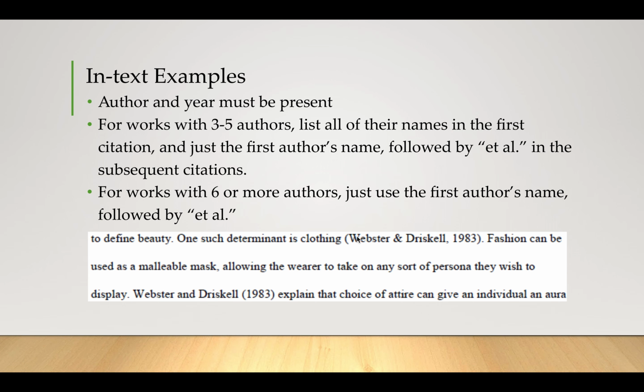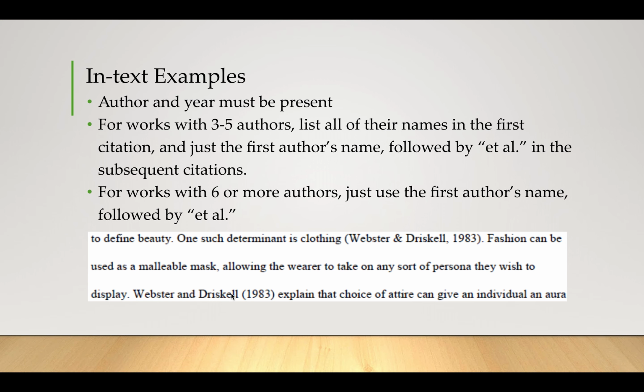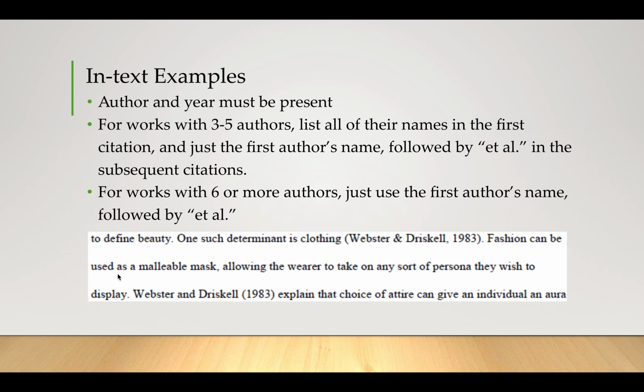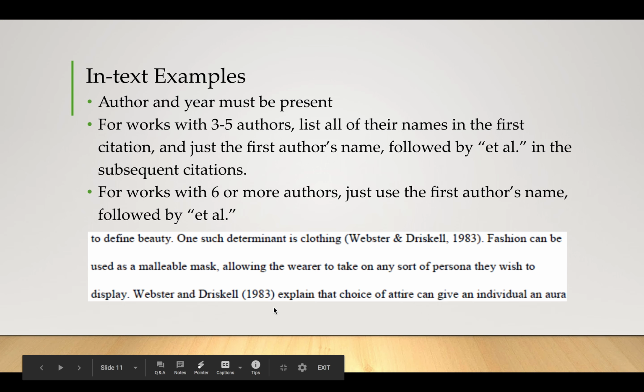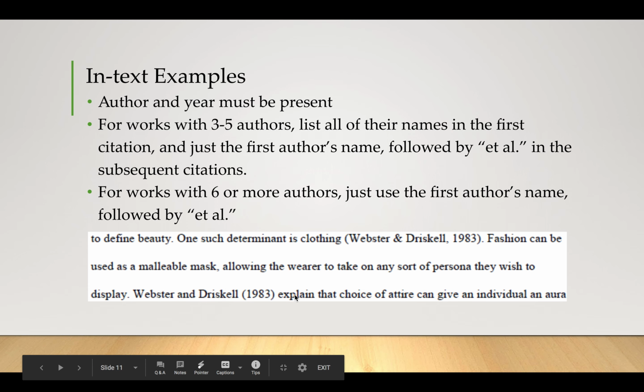So here are some examples. Notice Webster and Driscoll 1983 are at the end of this sentence, but down here, skip a couple lines, Webster and Driscoll are actually embedded in the sentence itself. They're the subjects of the sentence, and that's okay. So you can use them at the end of a sentence in an in-text citation, or you can put them in the sentence itself. And if you do, then you don't have to have the in-text citation at the end, because that would be redundant. That would be repetitive. If you include it inside of the sentence, then you've done the necessary work. You've given the authors' names and you've given the year, and that's what's most important.